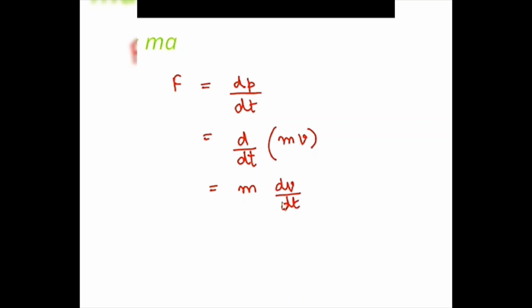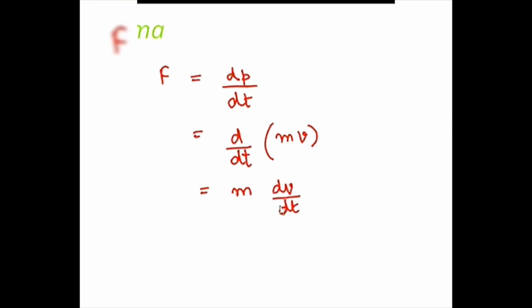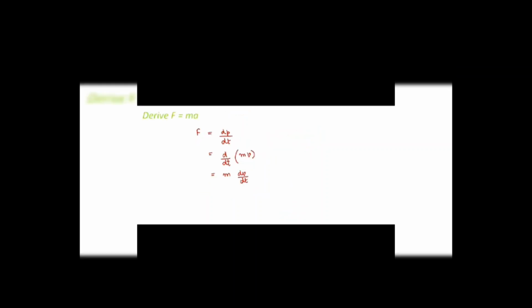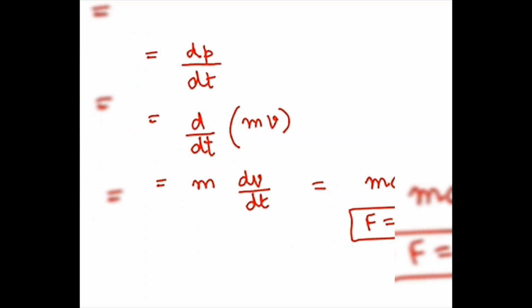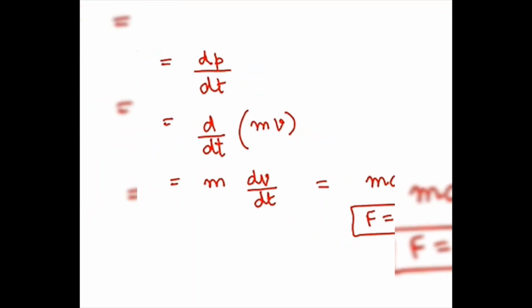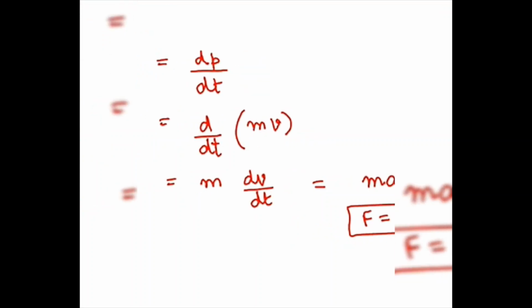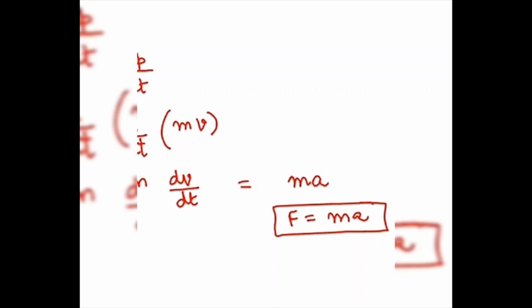Now what is the rate of change of velocity in our previous chapter? Dv by dt means rate of change in velocity. We have studied this in the previous chapter. The quantity which talks about the rate of change of velocity is acceleration, right? So keep m as it is, dv by dt, the rate of change of velocity, is acceleration, so ma.